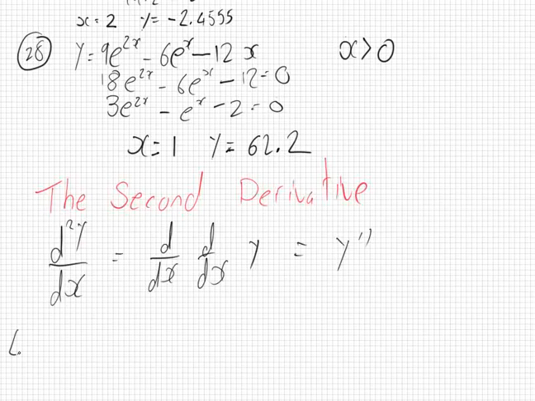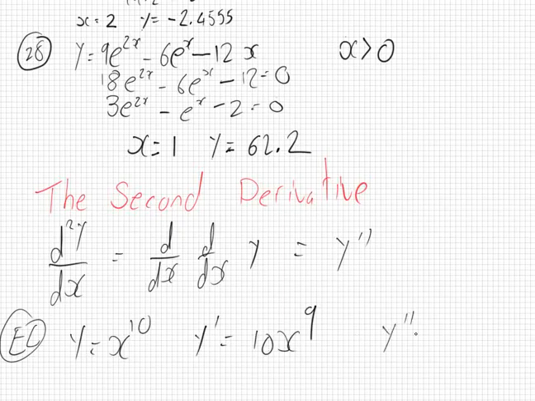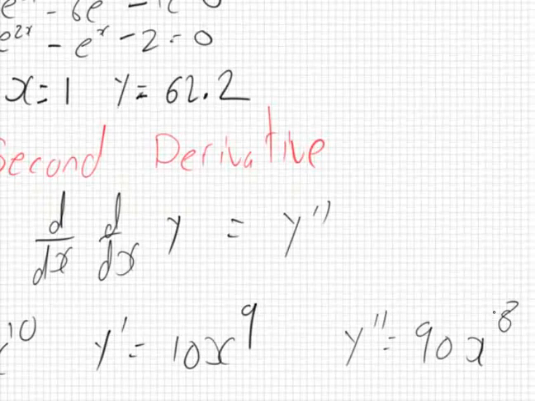So for example, y equals x to the 10. What's the first derivative? Well, that'll be 10x to the 9. And then what would be the second derivative? That'd be 90x to the 8. So second derivative literally means differentiate twice. You got that? Yes? Silence is good, okay. But what's the use of this second derivative? Well, let's have a look at some graphs.